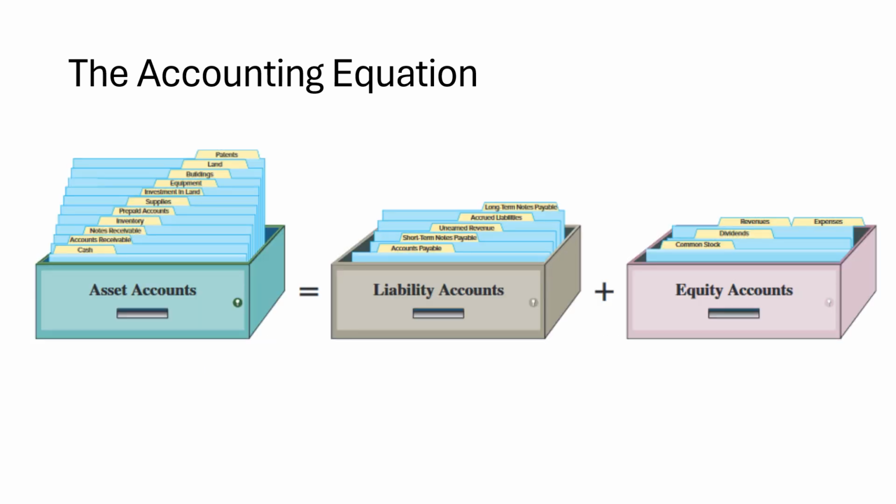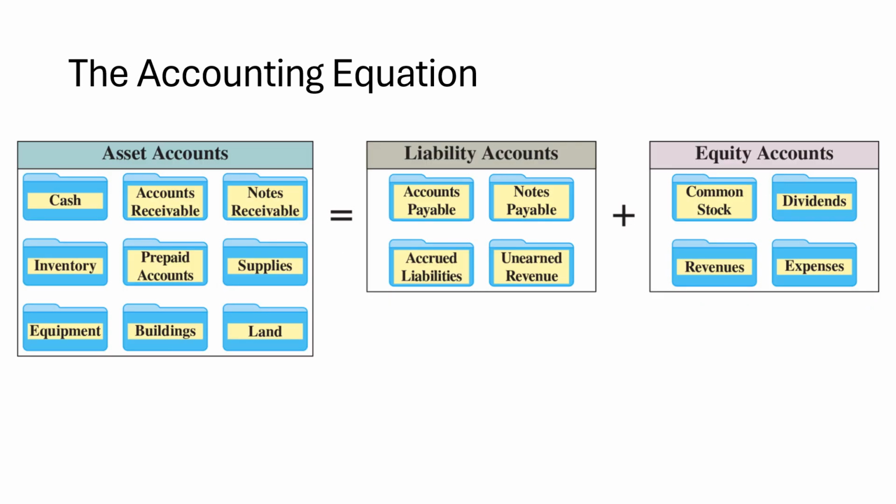This is the image that was in the previous video when we were talking about each individual account is represented here by a file folder. Now you can see how they are affected within the accounting equation. This shows a similar illustration but broken down a little bit more, just any way to help you understand.